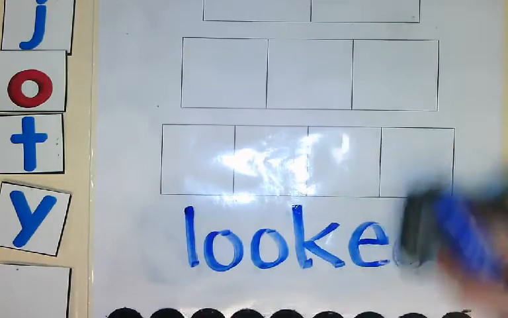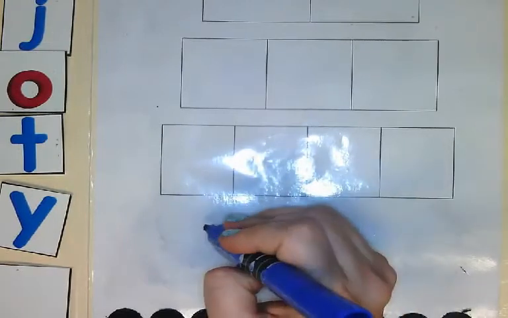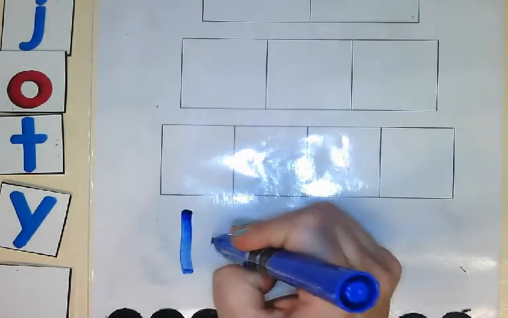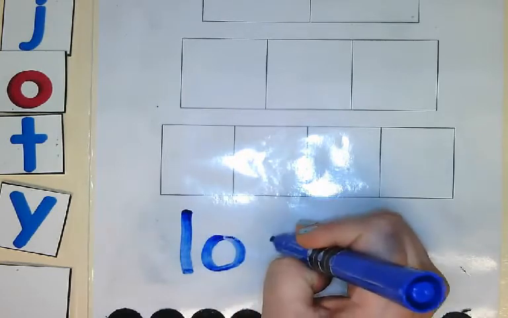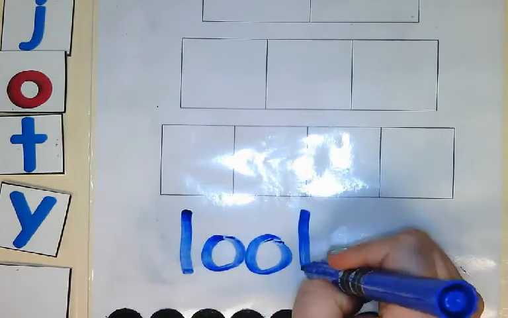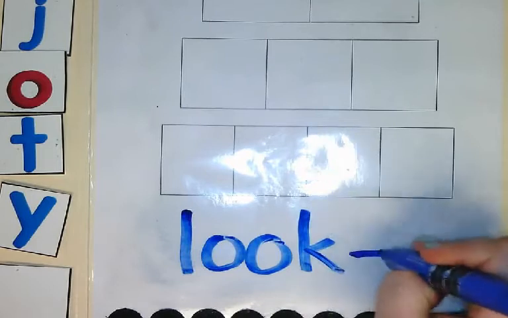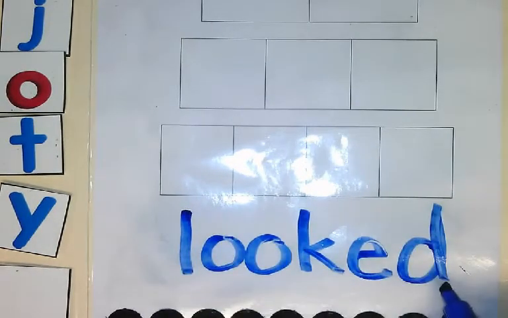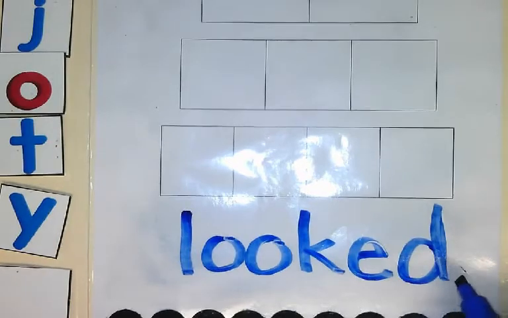Okay, now take a picture of it and remember it in your brain. All right, I'm going to erase it. And this time, I want you to spell the whole word for me. What is missing, friends? L, O, O, K, E, D. Read it. Looked. Very good.